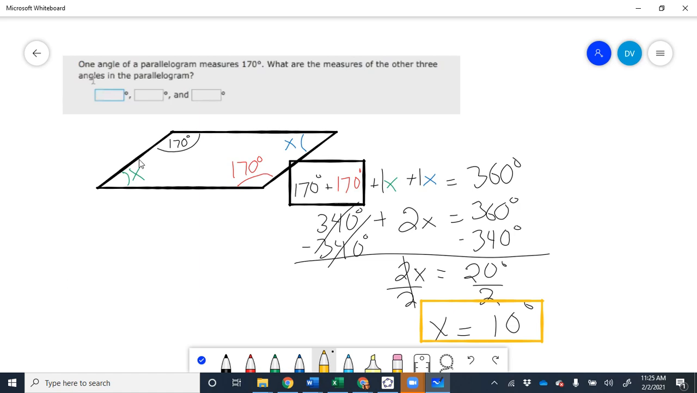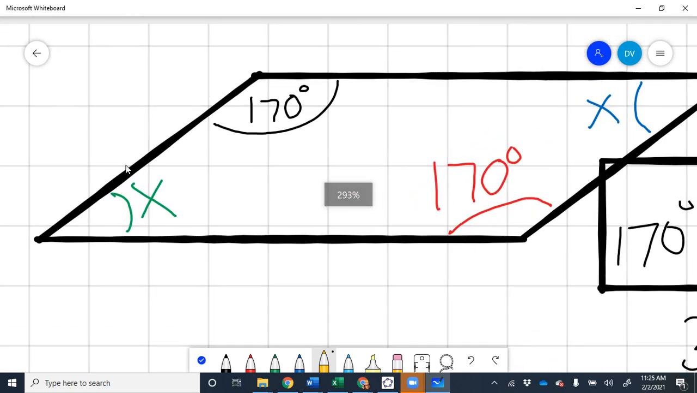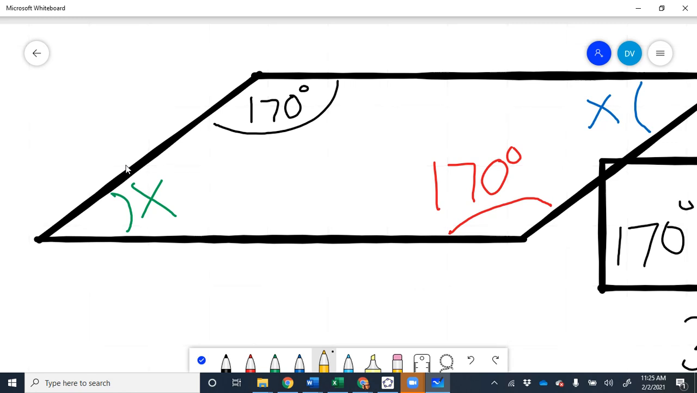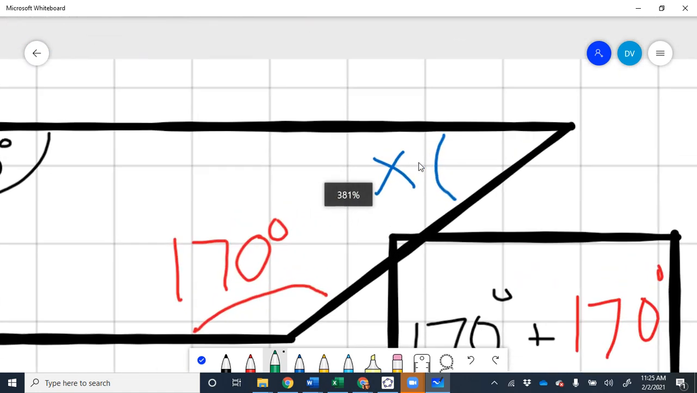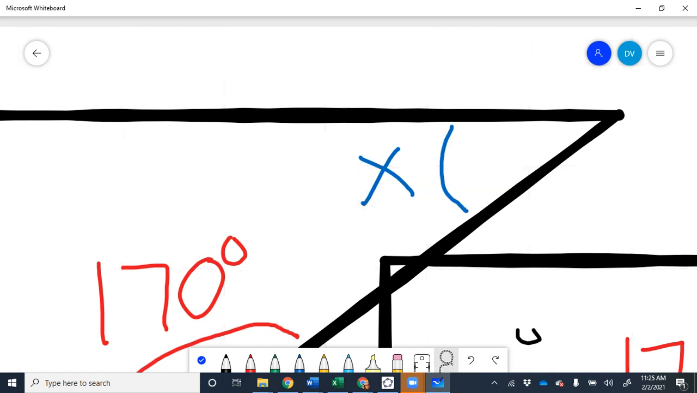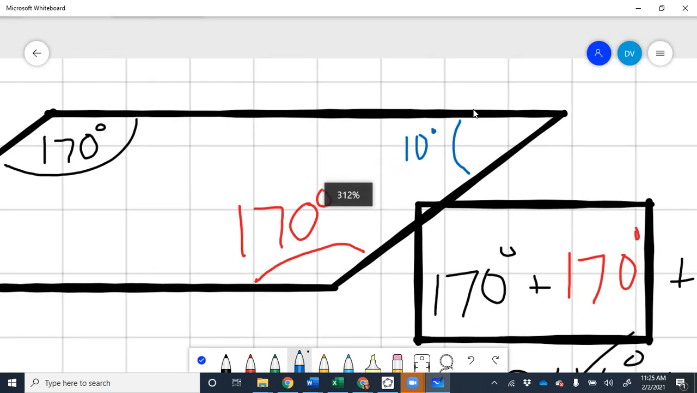10 degrees. I see a letter X right here up in green. I'm zooming in on it. I'm going to erase that green X and change it to green 10 degrees. I also see another X over here with the blue angle. I'm going to erase and replace that also. Like you said, when we see X, we're going to replace it with 10 degrees. And I'm going to make it blue. 10 degrees. Now, we're done with our work.